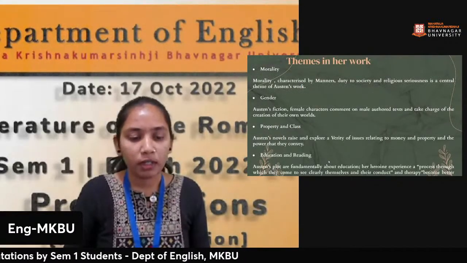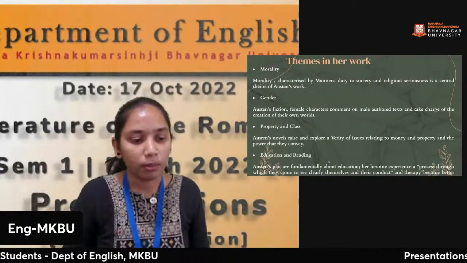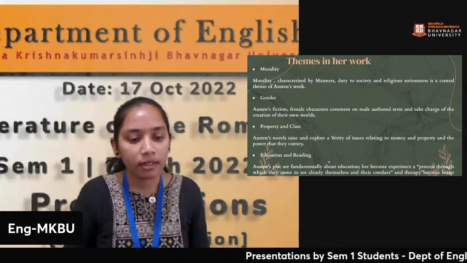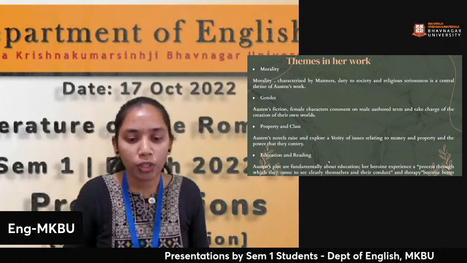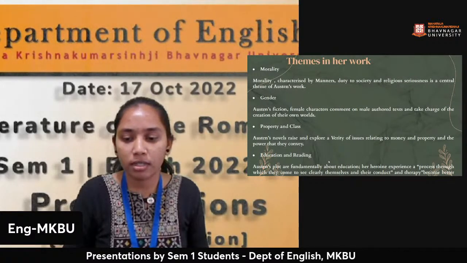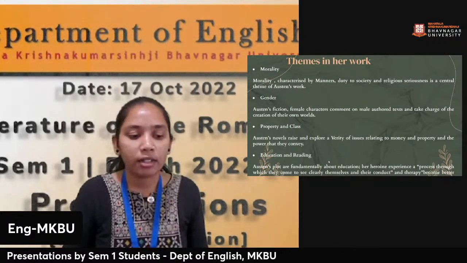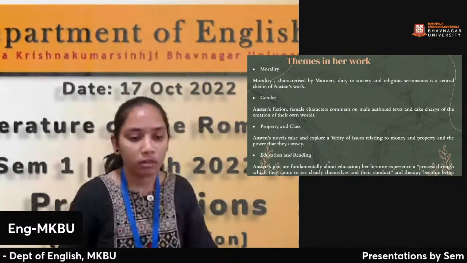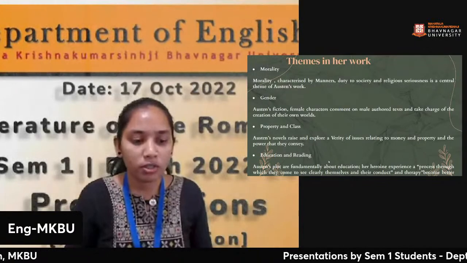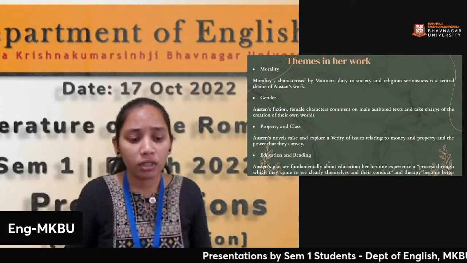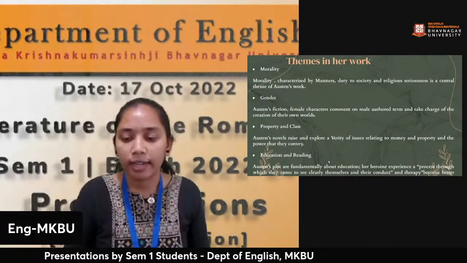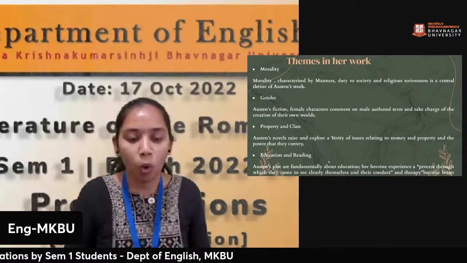Themes in her work. First one is morality. Morality characterized by manners, duty to society, and religious seriousness is a central theme of Austen's work. Gender roles in Jane Austen's work. In Austen's fiction, female characters comment on a male author's text and take charge of the creation of their own worlds.